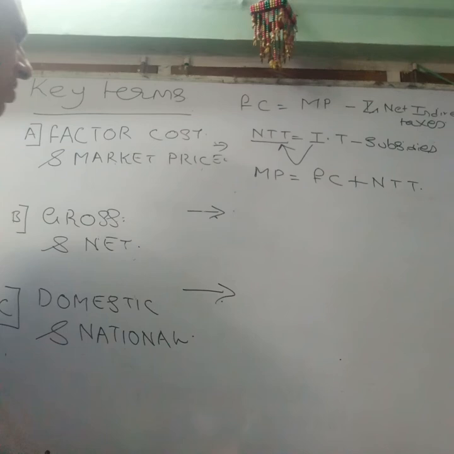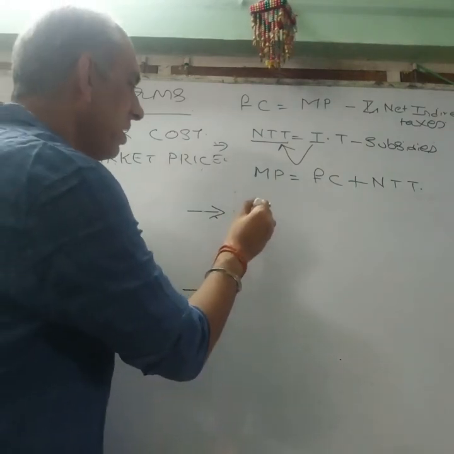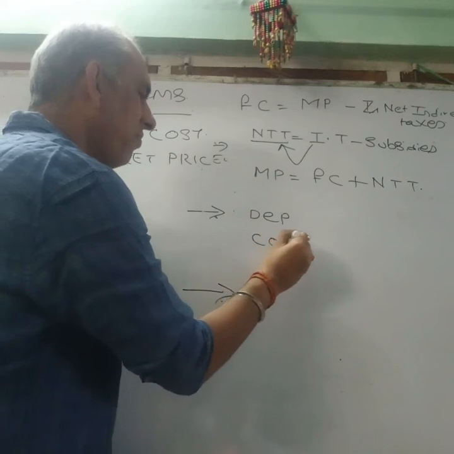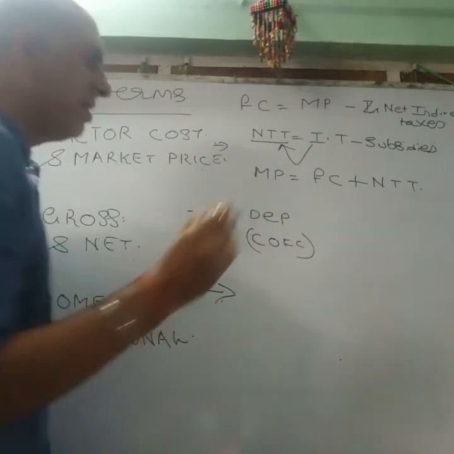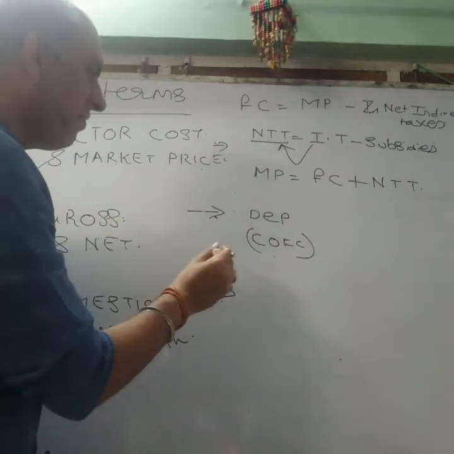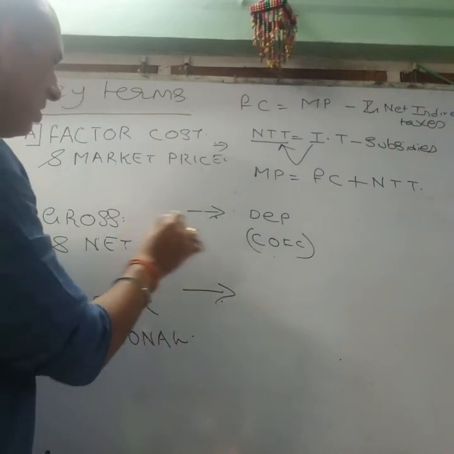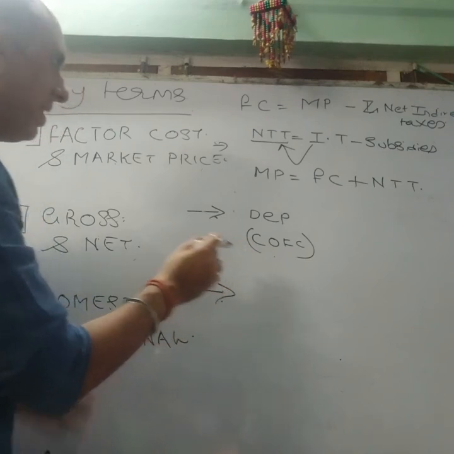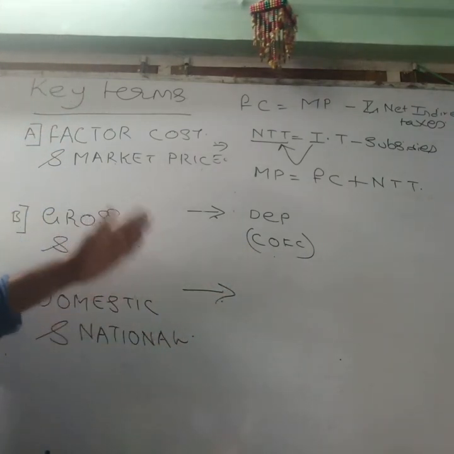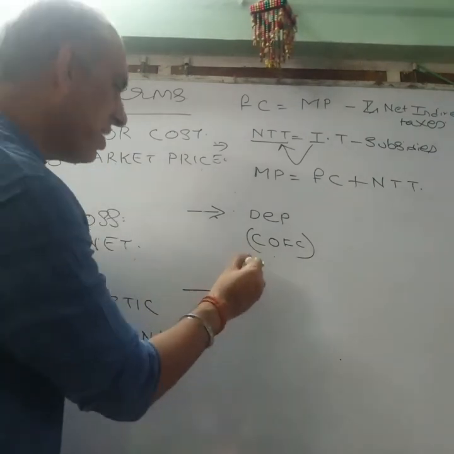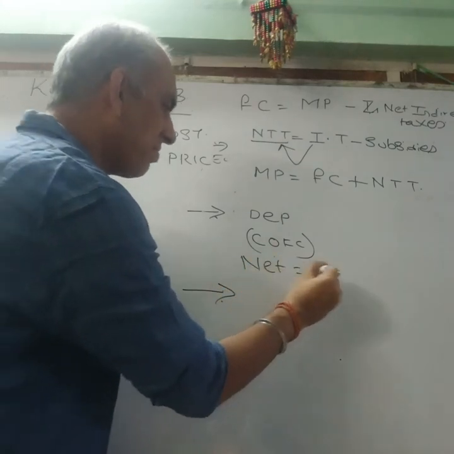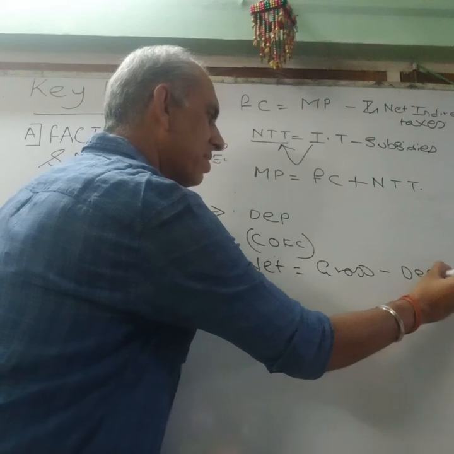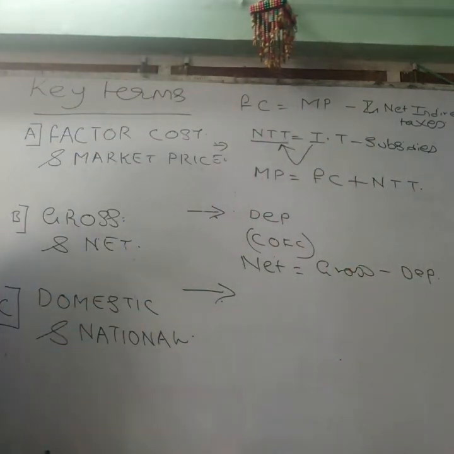What is the difference between the two? It is called depreciation, often called consumption of fixed capital. Right? So how will we arrive at depreciation through these two? We can take out depreciation by subtracting net from gross, or we can take out net simply by subtracting depreciation from gross. Am I clear?